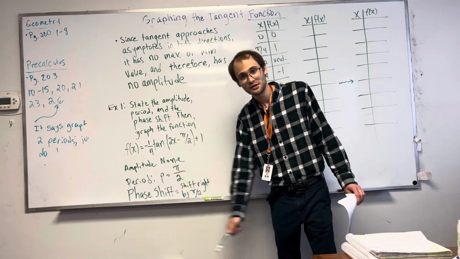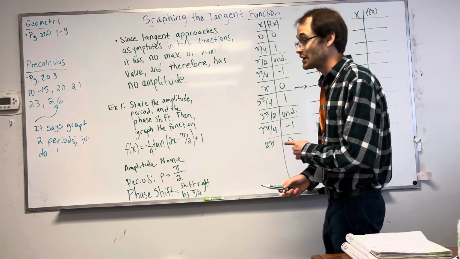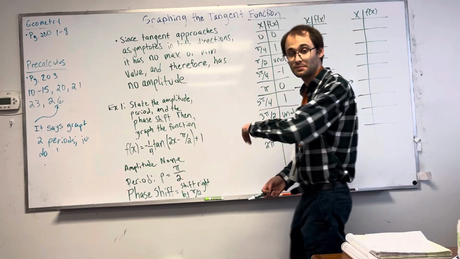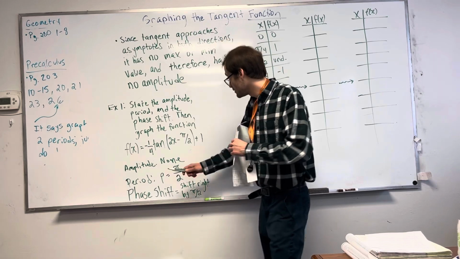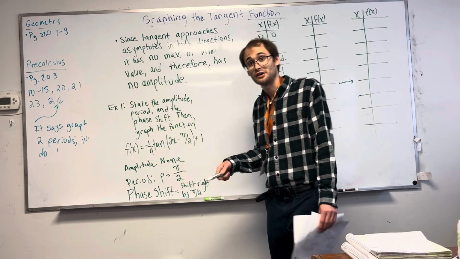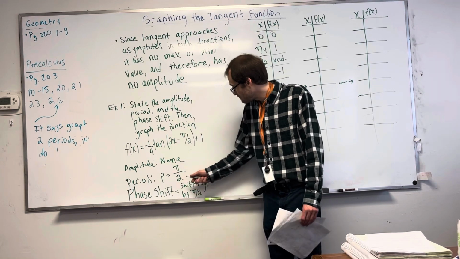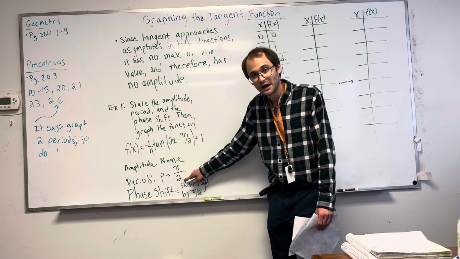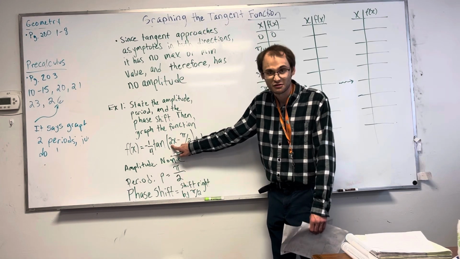Now with the period, remember that the tangent function has a different formula for the period. It repeats after pi radians. So that's why I've got a pi up top and not a 2 pi. And then my value of b here in the bottom, that is just my number in front of x here.